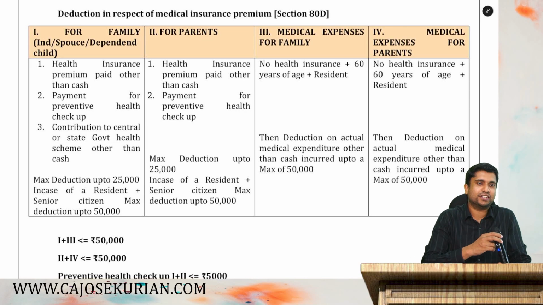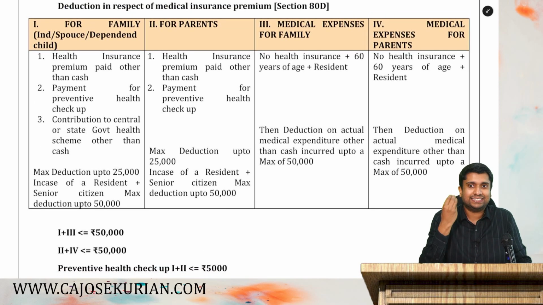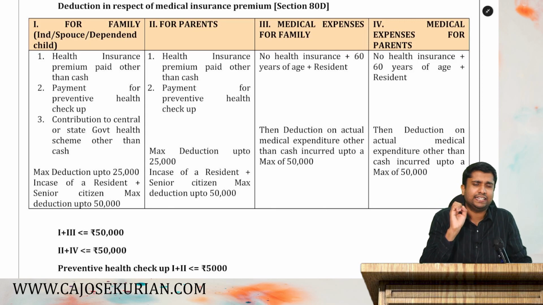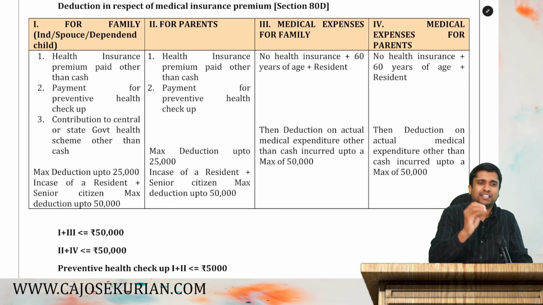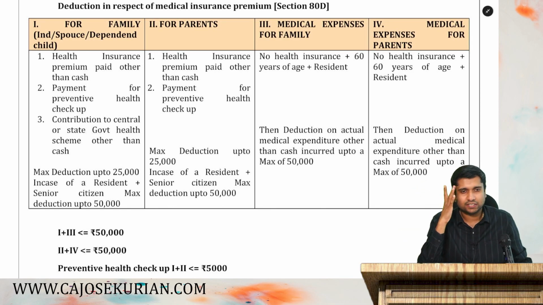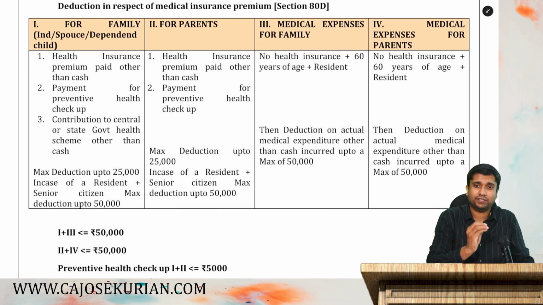The next section which we have to discuss is 80D. Normally we call it premium paid for health insurance. That is what 80D is all about. But the problem with 80D is you have a lot of things in it that make it very confusing. A lot of conditions, sub-conditions, overall limit, subjected to these, that. A lot of things are there. So that makes it very tough for a student to answer a question in 80D.